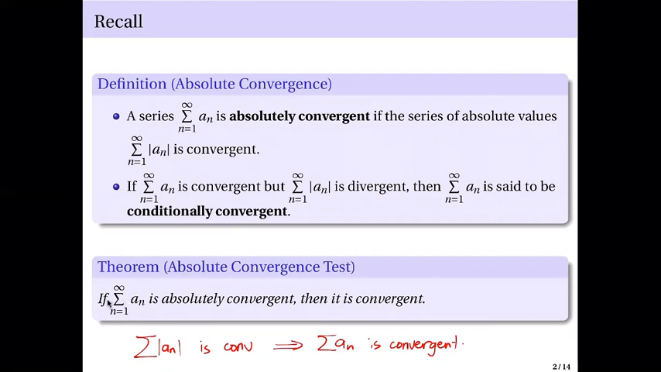Okay? So the first theorem that we will use is called the absolute convergence test. And this states that if the sum an is absolutely convergent, meaning the sum of absolute values of an is convergent, then this series, sum an, is convergent. Okay? So we can look at it this way. The sum of the absolute values of an is convergent. This implies that the sum of an is also convergent. Okay? So every series that is absolutely convergent is also convergent.